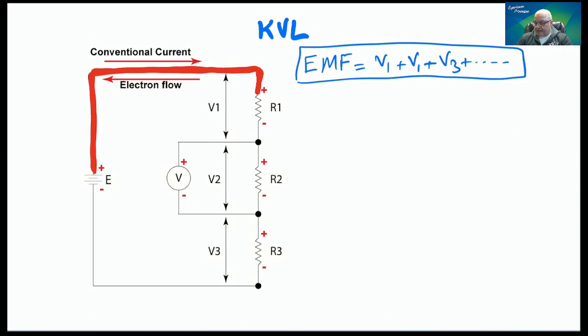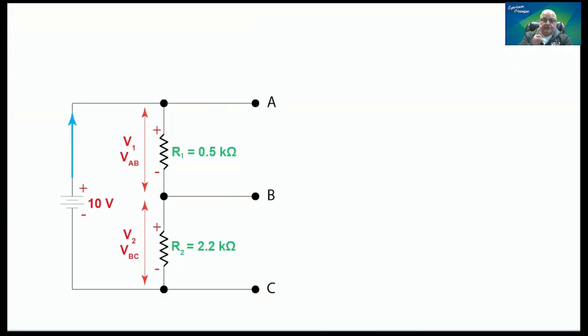Now, when we do current divider or voltage divider, please remember that we're going to do them only as they apply to two resistors. Never three. That's not in the scope of this course. It's only two resistors. So this is an example that we can talk about right now.